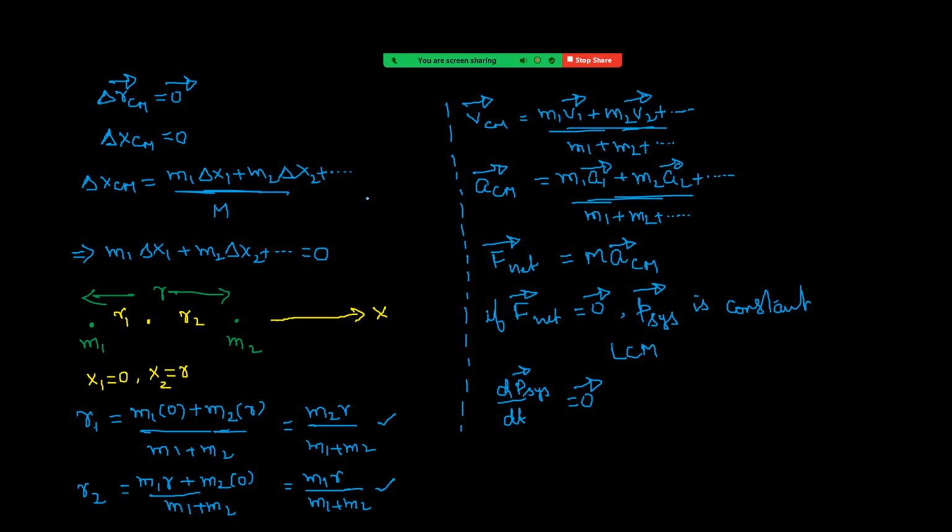So I hope you got clarity here. What we have done: first we took the definition of center of mass. After that, VCM, ACM, then net force. If net force is 0, momentum of the system is constant, which is known as the law of conservation of momentum. Next we took the condition that if VCM is 0 and net force is 0, then VCM is constant, the center of mass does not move, so the shift in center of mass is 0. So delta xcm is 0, and we can write m1 delta x1 plus m2 delta x2 and so on equal to 0. Then for a two particle system, we found the distance of center of mass from m1 and from m2. In the next lecture, we can discuss problems based on this.